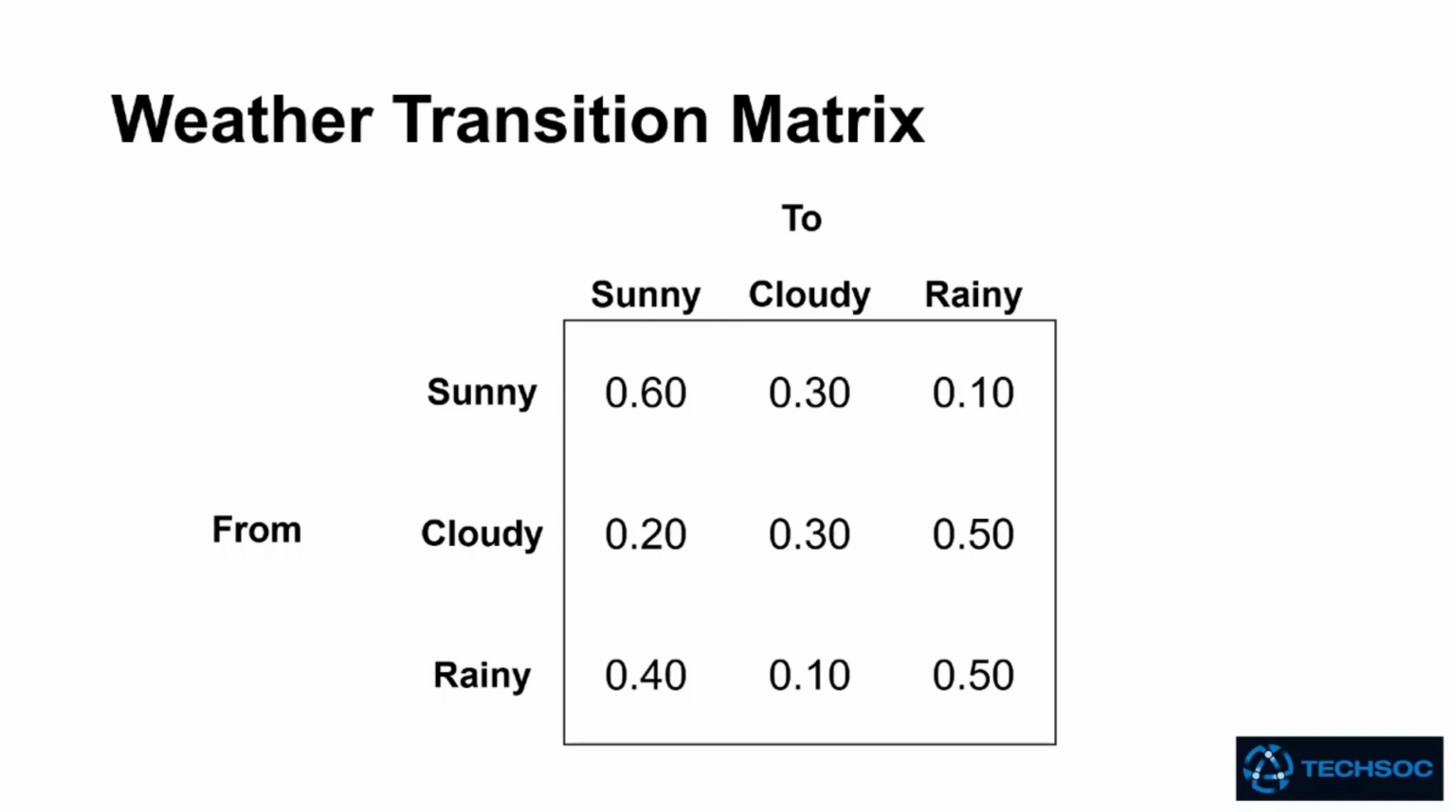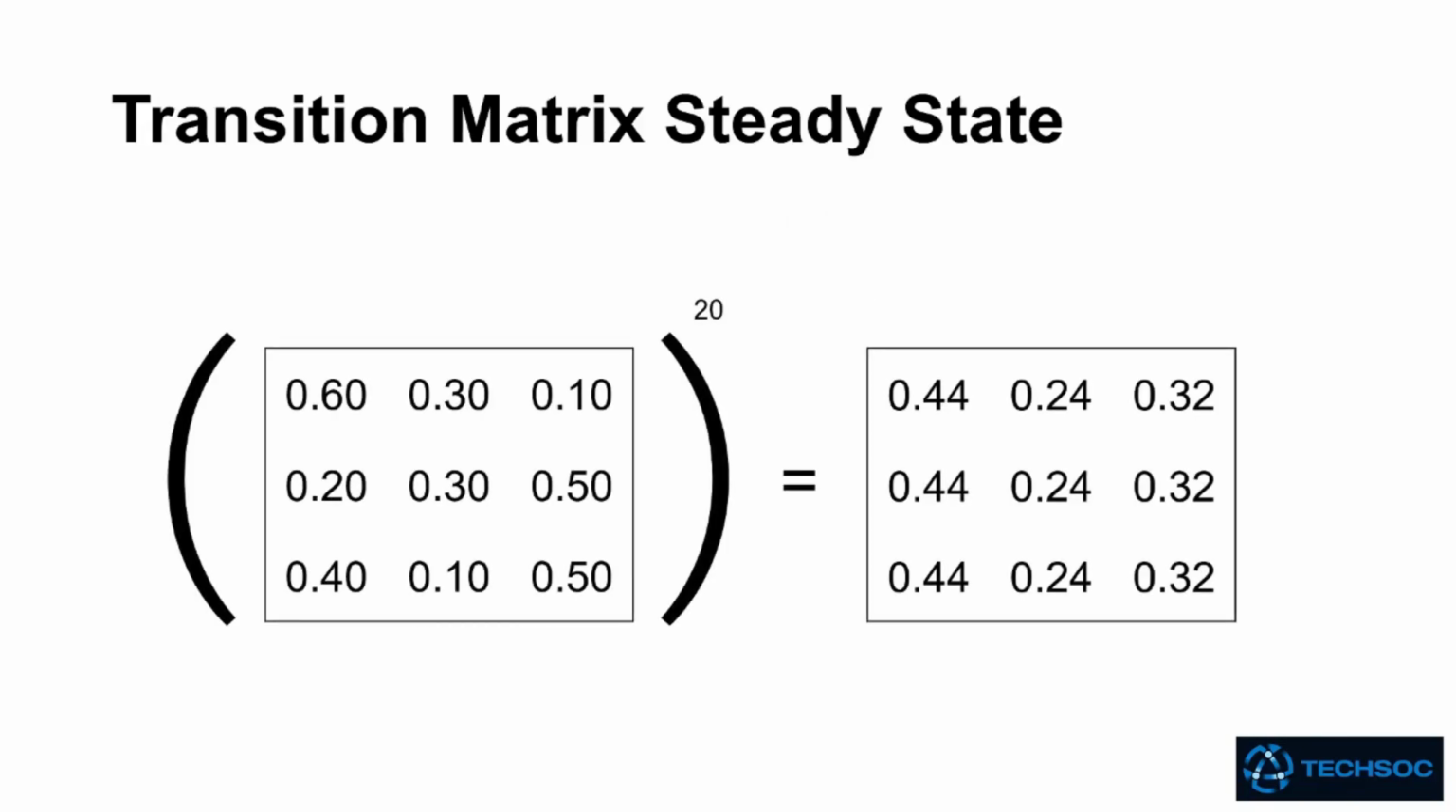This process never ends, but we can get a sense of what a typical day will look like by multiplying the matrix by itself 20 or 30 times to get the steady state or the typical values over the long run. So let's take a look at the transition matrix steady state. The idea is that we multiply the matrix on the left by itself a large number of times, 20 or 30, and then we get the output matrix on the right side. And any one of the rows will give us the probability for any arbitrary day being one of these states. And reading from left to right, they are sunny, cloudy, and rainy.